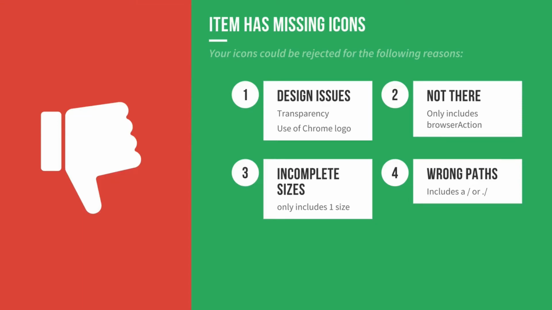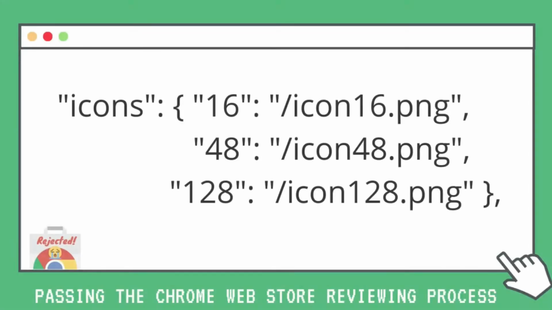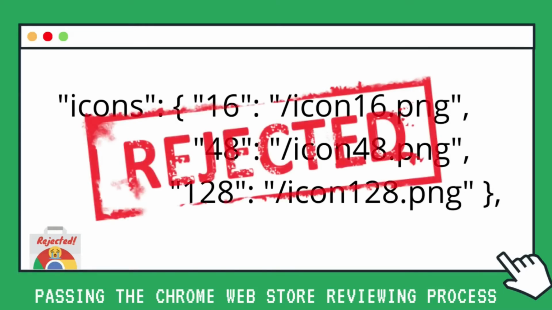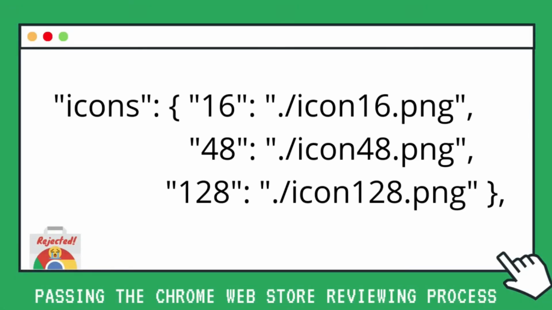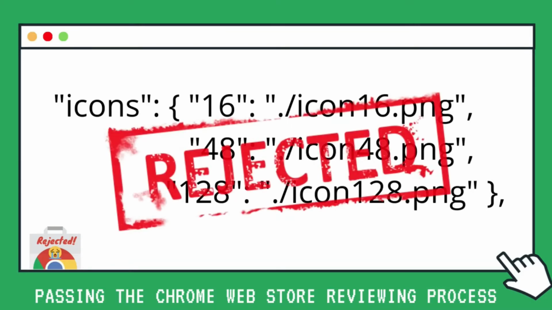So another reason your icon could be rejected is that you are including the wrong paths. Let's look at an example. Okay, so in this one, you have a slash in front of the PNG, and this is incorrect. You need to remove that. So that one will be rejected. Let's look at the next one. Maybe you have a period and a dash, and this is also going to be rejected.